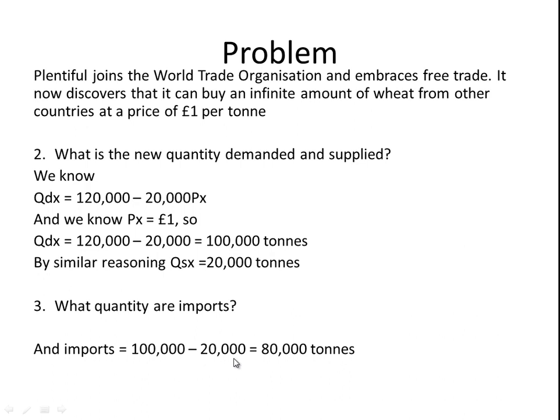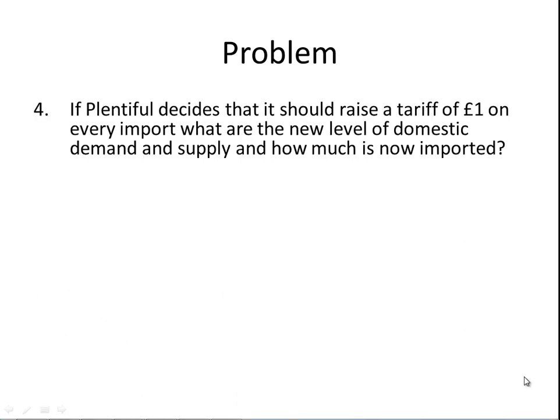20,000 of those tons of wheat will be made up from domestic goods and domestic wheat production, and the other 80,000 tons will be imported. Okay, if Plentiful decides that it's going to raise a tariff of £1 on every import, what are the new level of domestic demand and supply, and how much is going to be imported?